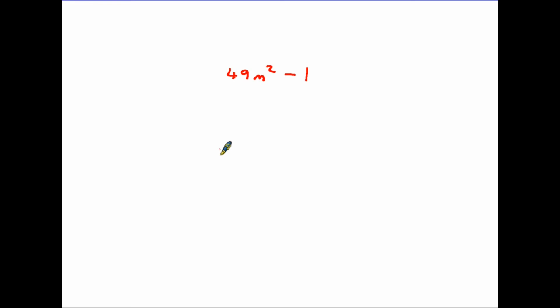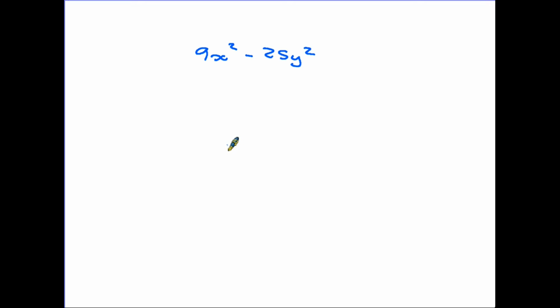And here's one that looks slightly different. Just take care with this. Again, no difference in the method whatsoever. First of all, we are looking for the square root of 49m squared. Square root of 49 is 7, square root of m squared is m, and of course the square root of 1 is 1, don't forget that. And then we open the brackets and it simply becomes 7m plus 1, 7m minus 1.